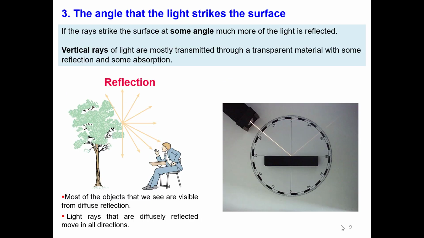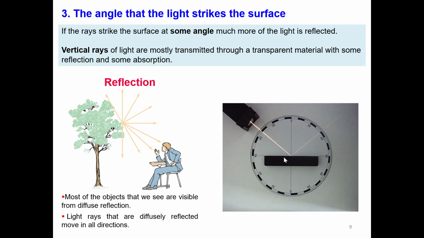The third aspect we need to consider when the light interacts with matter is the angle at which the light strikes the surface. If the ray strikes the surface at some angle, like in this case, most of the light will be reflected. Yes, most of the light is reflected. But if the ray is vertical, like in this direction, most of the light will be absorbed by the material.